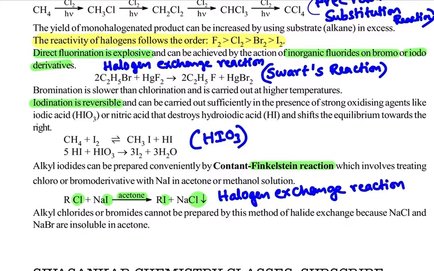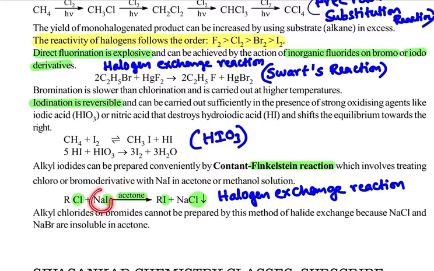So we cannot prepare alkyl chlorides and alkyl bromides by using the Finkelstein reaction. Why? Because sodium chloride and sodium bromide are not soluble in acetone. Ionic reactions require water as solvent, and organic reactions require organic solvents. So here they are taking acetone as the organic solvent.